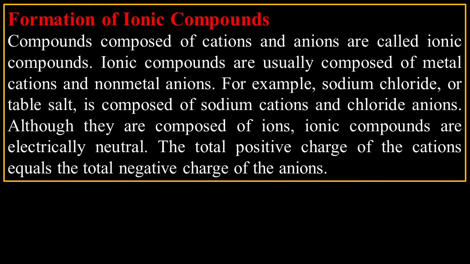Compounds composed of cations and anions are called ionic compounds. Ionic compounds are usually composed of metal cations and nonmetal anions. For example, sodium chloride, or table salt, is composed of sodium cations and chloride anions. Although they are composed of ions, ionic compounds are electrically neutral. The total positive charge of the cation equals the total negative charge of the anion.